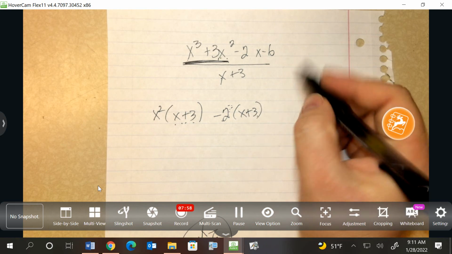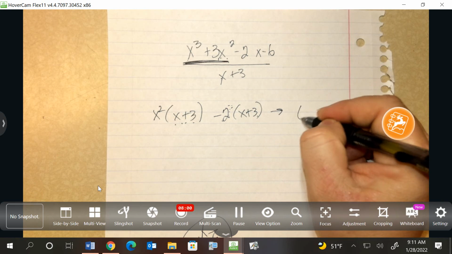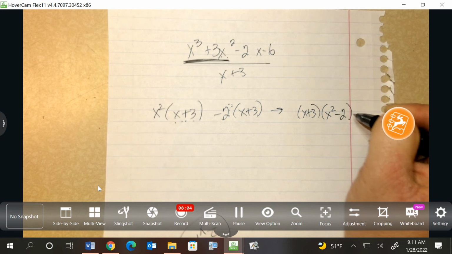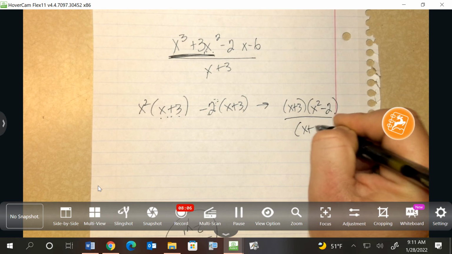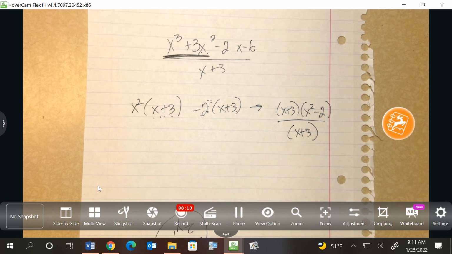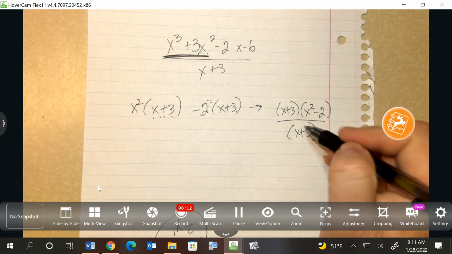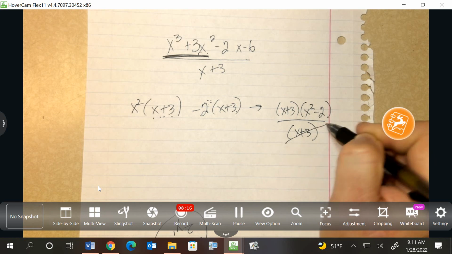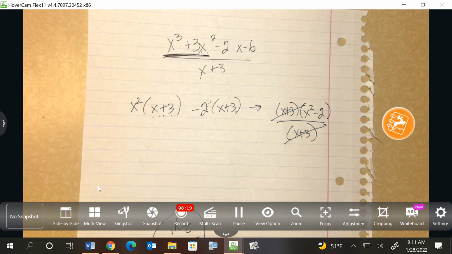So what do I do with this? Well, to write this correctly, they both have an x plus 3. In front of the first is an x squared. In front of the second is a minus 2. And on the bottom was an x plus 3. So this group of x plus 3 and this group of x plus 3 on top, because only multiplying is occurring, one group times another group, I'm able to simplify, and I'm left with just x squared subtract 2 on top.